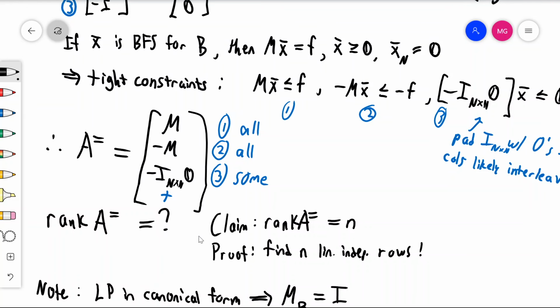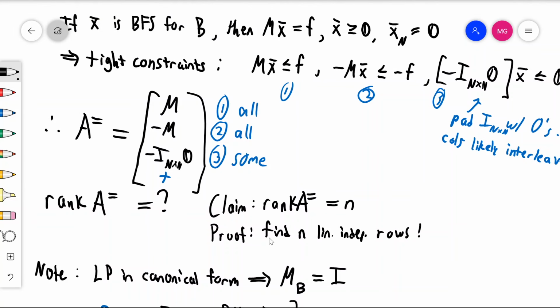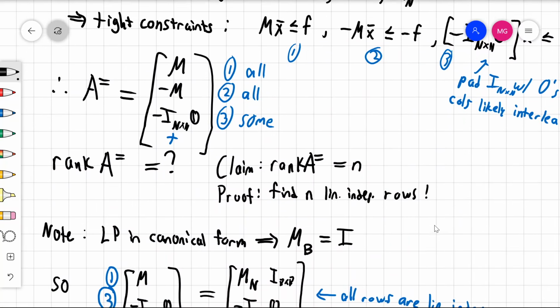So what is the rank? We're claiming that it is indeed n. The rank of A equality is n, and that will suffice to show that x bar is an extreme point. That's equivalent to showing that x bar is an extreme point. So how do you prove that the rank of this matrix A equality here is n, which is the number of columns? Well, the proof is that you find n linearly independent rows of the matrix.